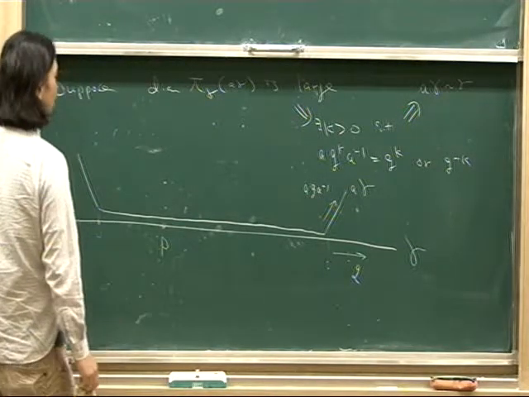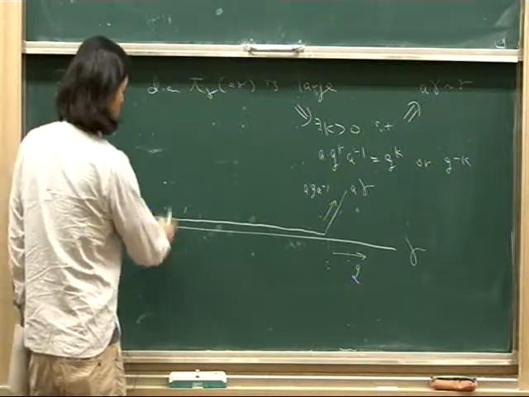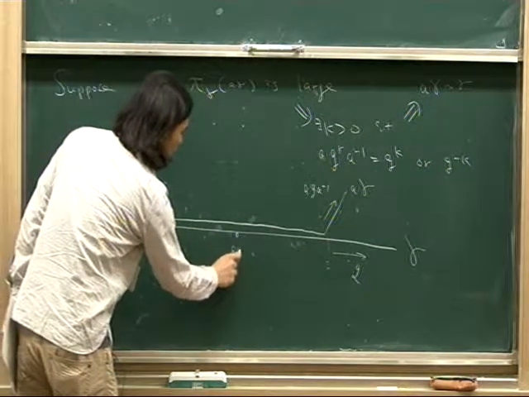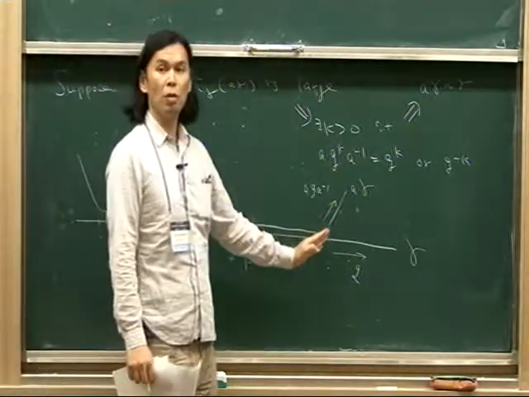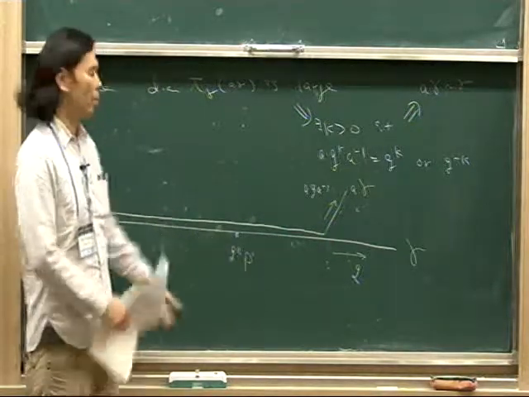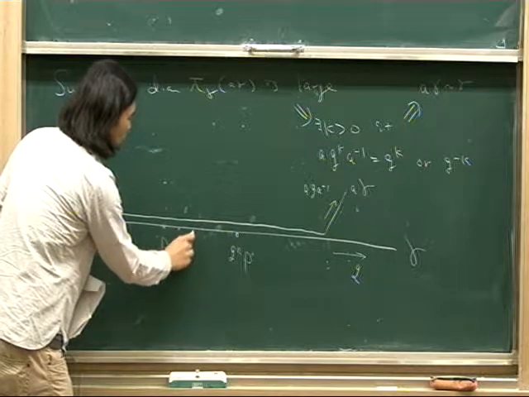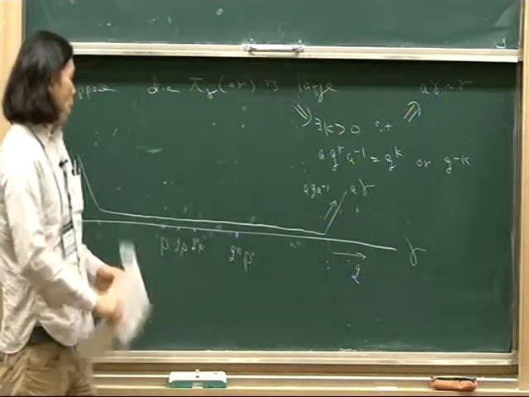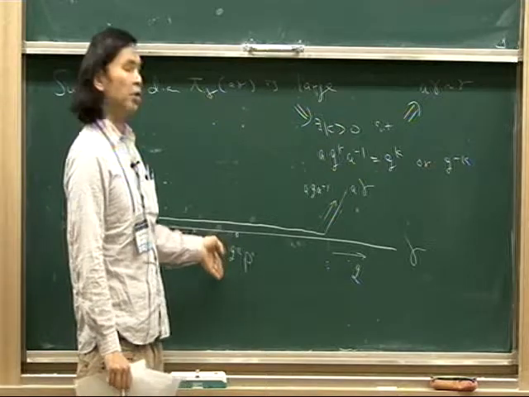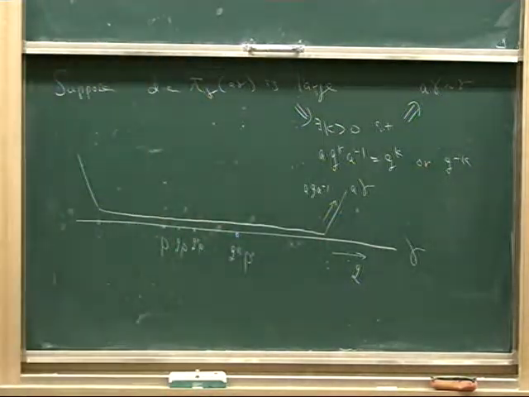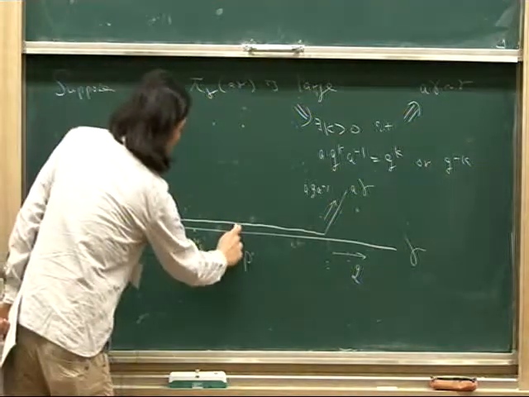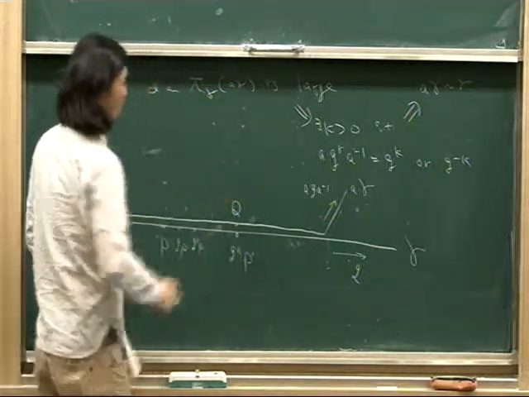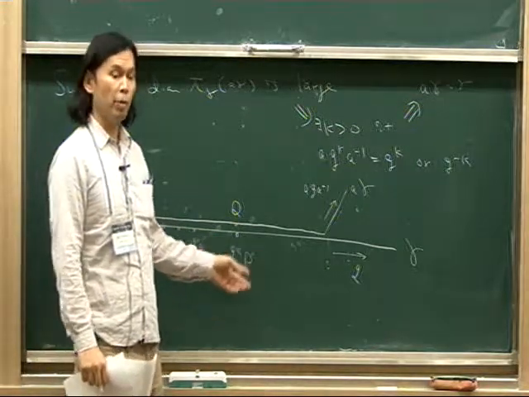Okay, so now I apply g^n to P, then you get another point on gamma, and since I'm assuming this projection is so large, you get gP, g squared P, and for a while you get those points g^n P on this projection segment. Now, since those two geodesics stay close, there must be a point Q, which is not so far away from g^n P.